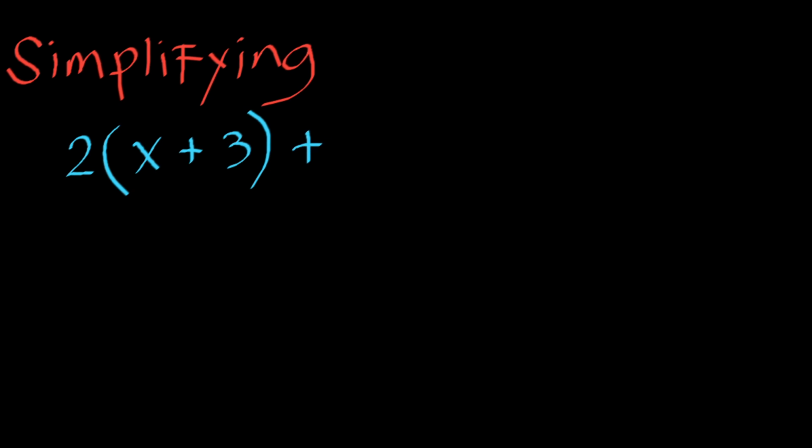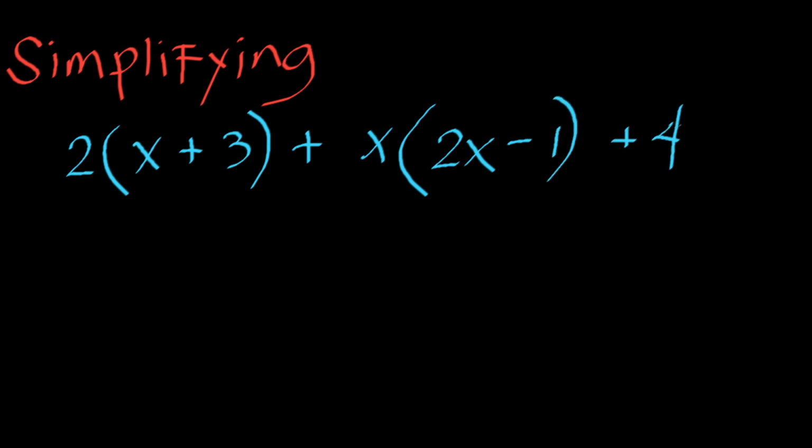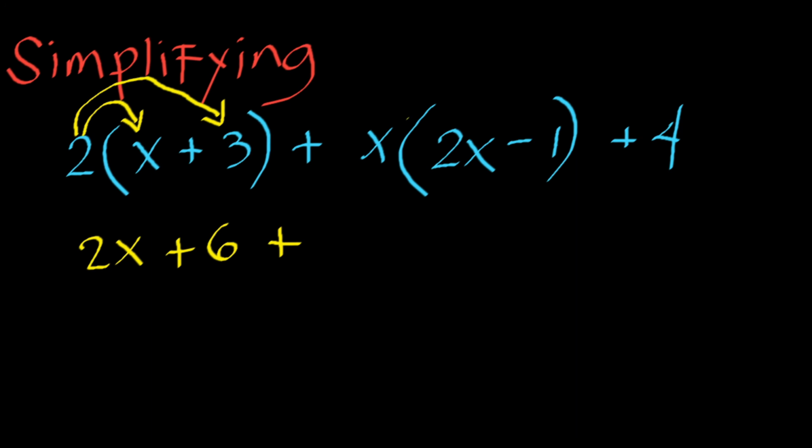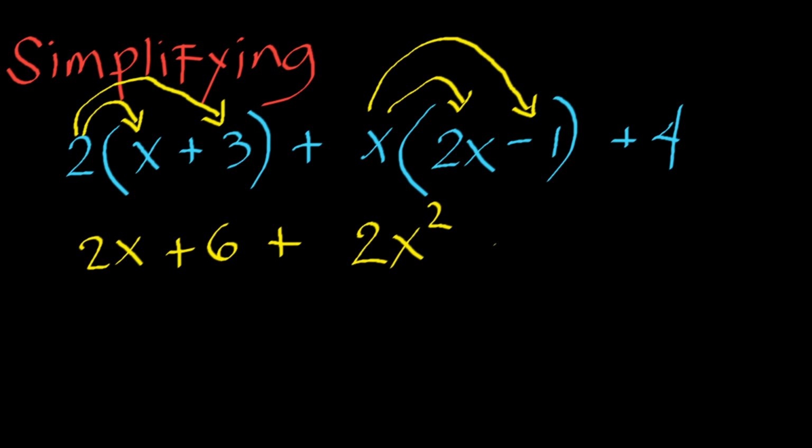So let's say we have 2 times the quantity x plus 3 plus x times the quantity 2x minus 1 plus 4. So we could distribute 2 sa loob ng parenthesis na may x plus 3. So 2 times x is 2x and 2 times positive 3 is positive 6. Then yung x naman, we could distribute it sa loob ng parenthesis na may 2x minus 1. So we will have x times 2x, which is equal to 2x squared. And then x times negative 1 will give us negative x.